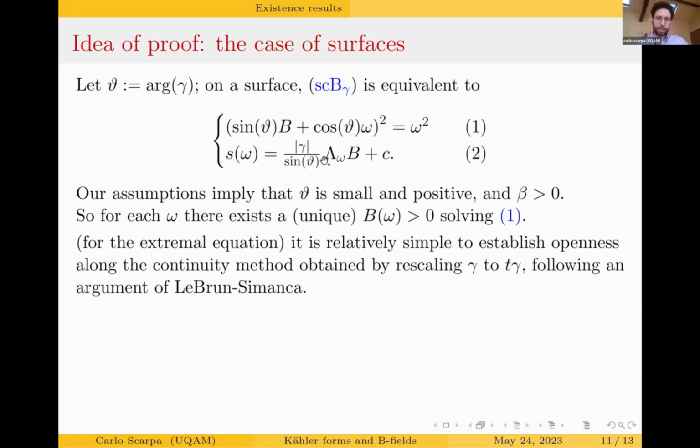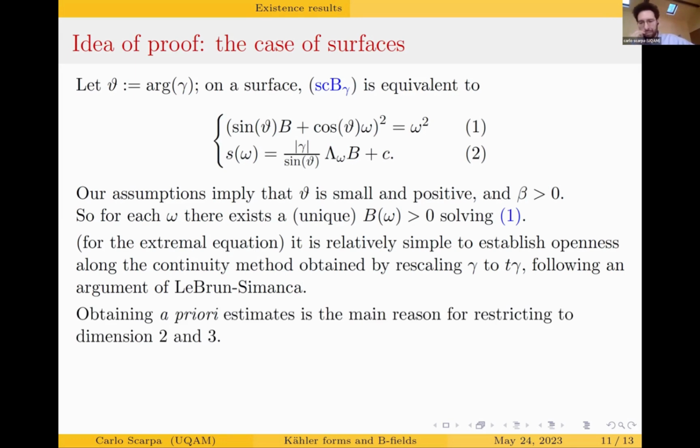Okay, so then let's assume we are just rescaling the coupling parameter. And at least for the extremal version of the equation, it's relatively simple to get openness following the classical LeBrun-Simanca argument. And this is why you need to consider the extremal version of the equation in general, is that your Futaki invariant might not be 0, of course. So it's not really simple, but you have a general way to establish this kind of result.